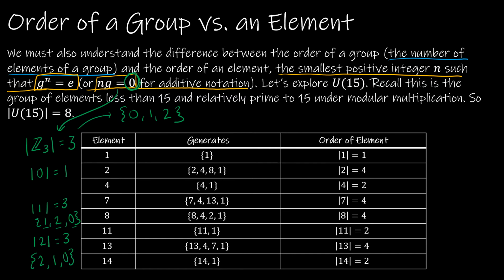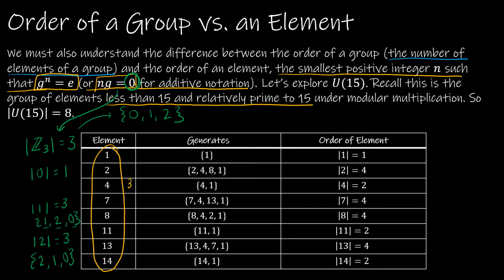So now let's do the same for U15. U15 is just another one of those special groups I wanted to make sure that we talked about. U15 is the group of elements less than 15 and relatively prime to 15. So I've listed those elements here.